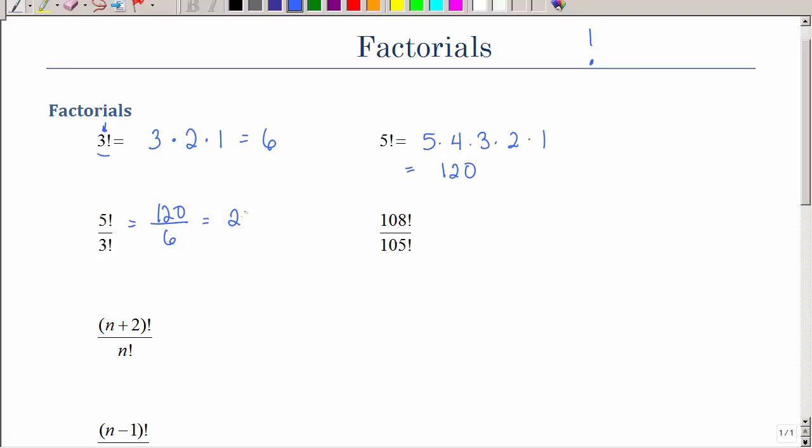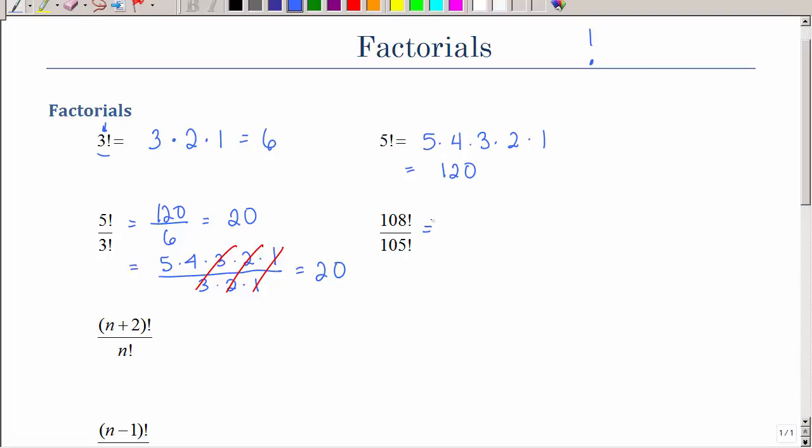So if I divide that out, I get 20. But what if I had not done the previous calculation? I could have written it as 5 times 4 times 3 times 2 times 1 over 3 times 2 times 1, and then reduced the like factors in top and bottom, and still have gotten 20. Why would I want to do that?